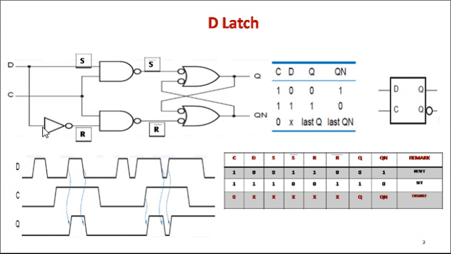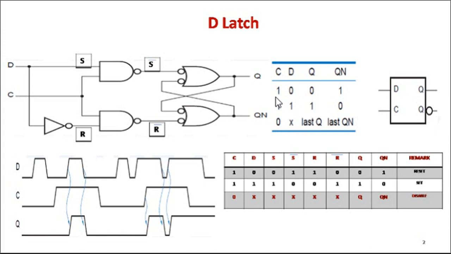D type flip flop is used either as a delay device or a latch to store one bit of information. If data input D is 0, output is 0. If it is 1, output is 1, whenever the clock pulse is applied. Whenever the clock pulse is applied, data input is 0, output is again 0; data input is 1, output is again 1.